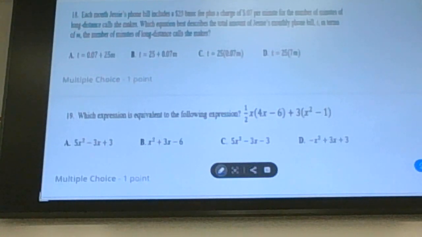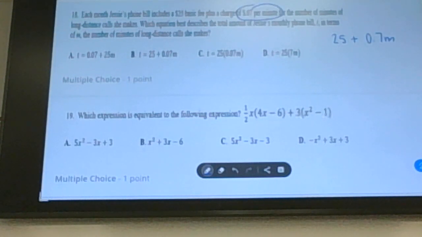Jesse's bill is $25 basic fee plus $7 per minute. Just remember the word per means put the letter next to it, okay? Per means use the variable. And that's going to equal her bill. So, yeah, letter B.